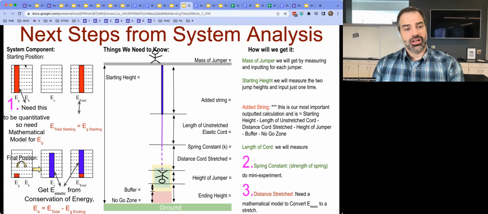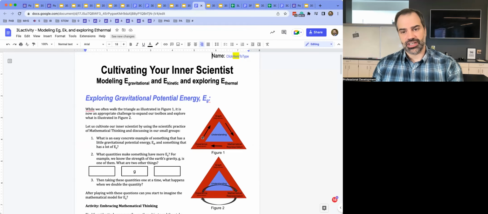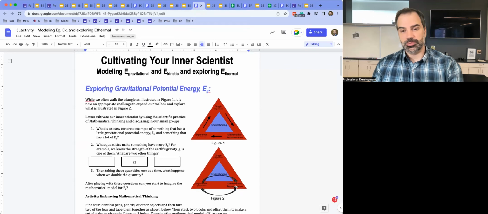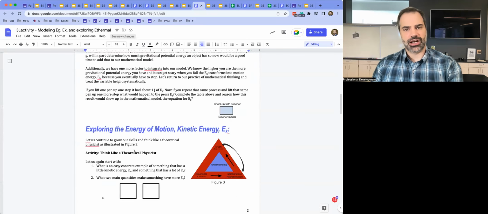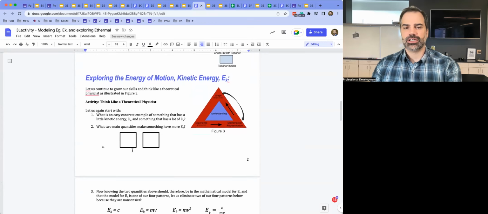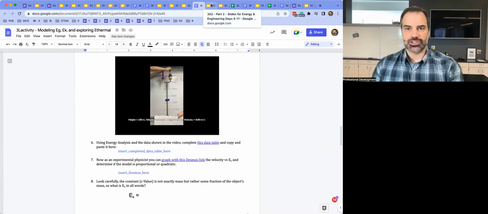Okay, so first up, we've got to figure out the math. We know that all the energy starts as gravitational, but we need a number. What is the mathematical model? So there's an activity where, cultivating their inner scientists, they're thinking about walking the triangle, moving between mathematical representations and what they know. I'm just going to scroll through this quickly. There's some guided, almost POGIL-like activity, guiding them through to figure it out. And then they do some graphing in Desmos for kinetic energy.